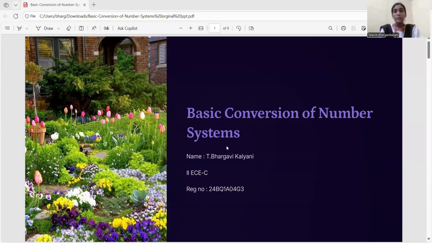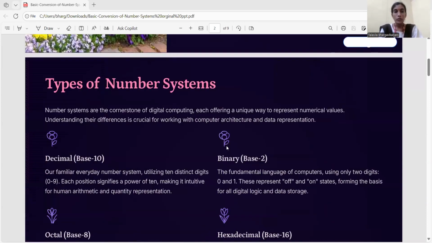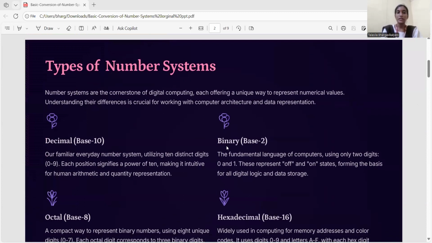Today, I am going to explain about basic conversions of number systems. First, we will see about types of number system. First one is decimal. It is also called as base 10. Here, we will only see the numbers between 0 to 9 and the numbers may be repeated.